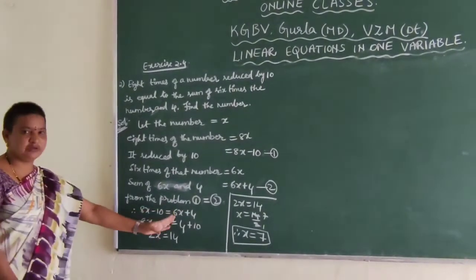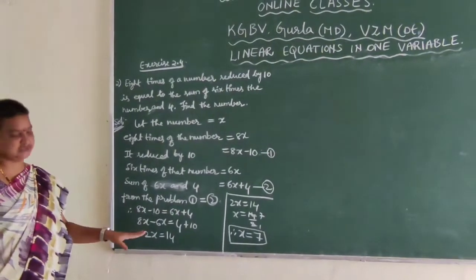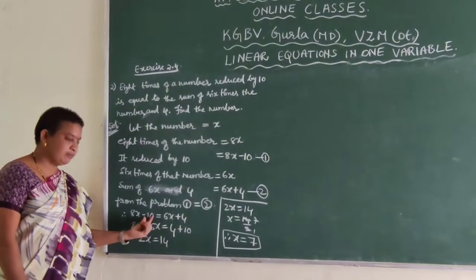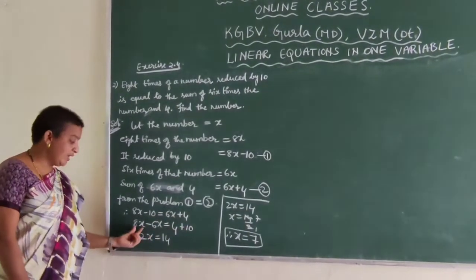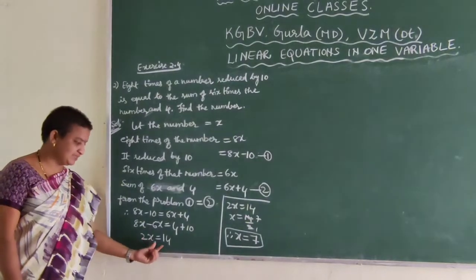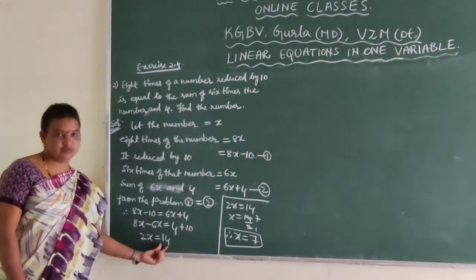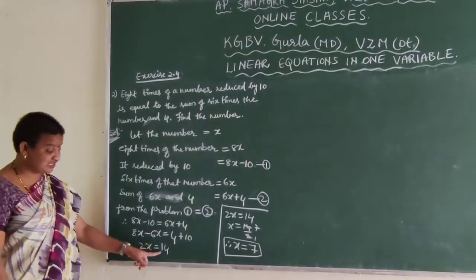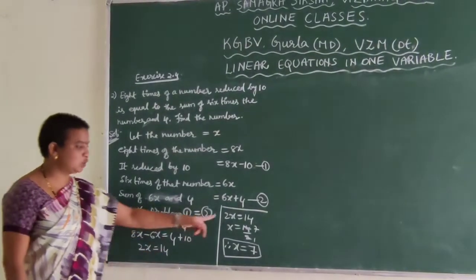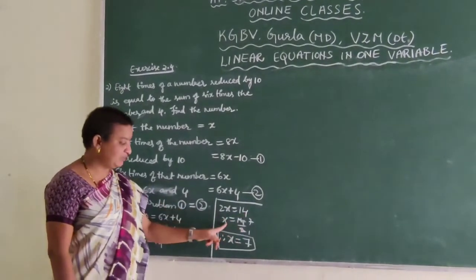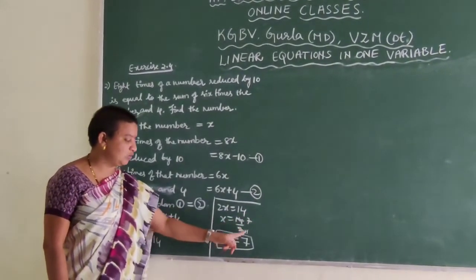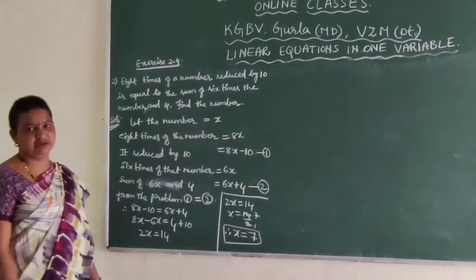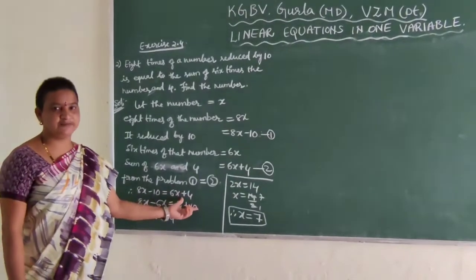So, you have to separate the variables and constants. So, 8x minus 6x is equals to 4 plus 10. So, 8x minus 6x means 2x is equals to 4 plus 10 means 14. Here, 2 multiplies the term x. So, if we transpose it, it divides the term 14. So, 2x is equals to 14. That means the value of x is equals to 7. So, the number is equals to 7. Okay, children, are we clear?